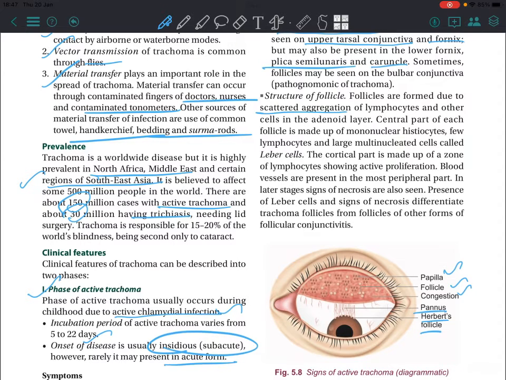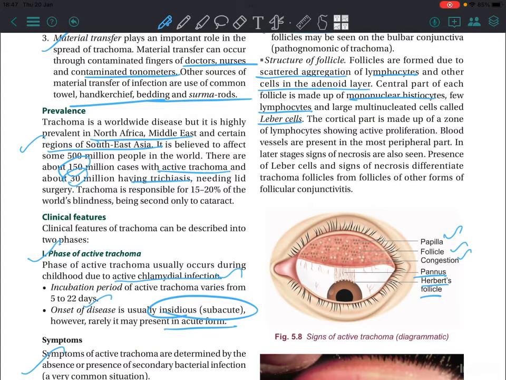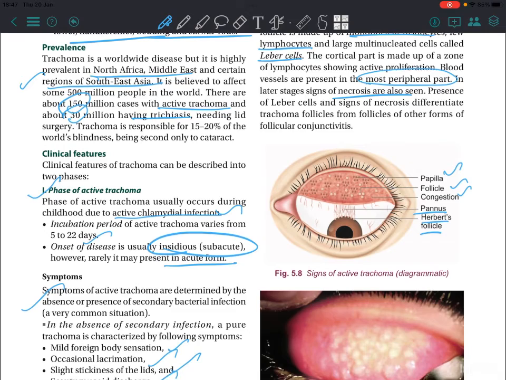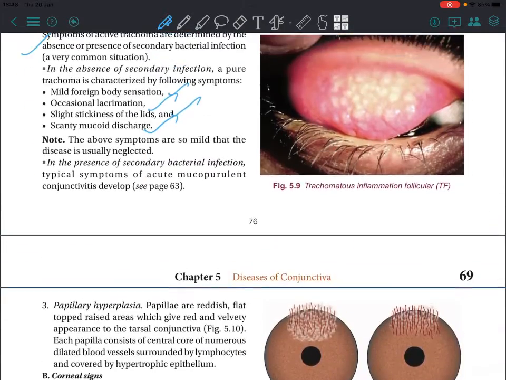Follicles are formed due to scattered aggregation of lymphocytes and other cells in the adenoid layer. The central part of each follicle is made up of mononuclear histiocytes, a few lymphocytes, and large multinuclear cells called Leber cells. The cortical part is made up of a zone of lymphocytes showing active proliferation. Blood vessels are present in the most peripheral part. In later stages, signs of necrosis are also seen. The presence of Leber cells and signs of necrosis differentiate trachoma follicles from follicles of other forms of follicular conjunctivitis.